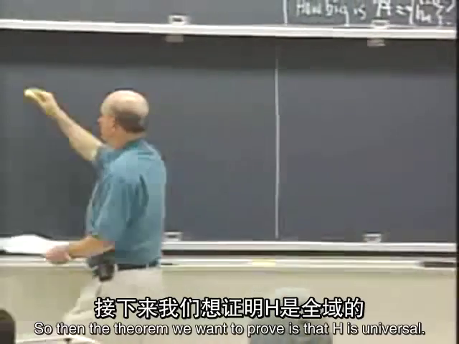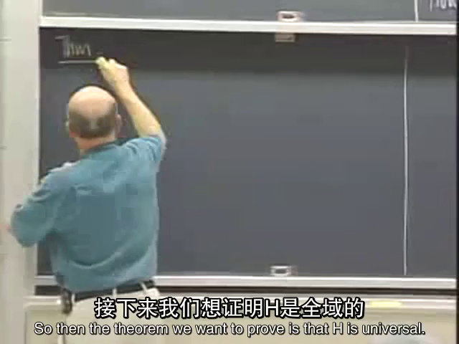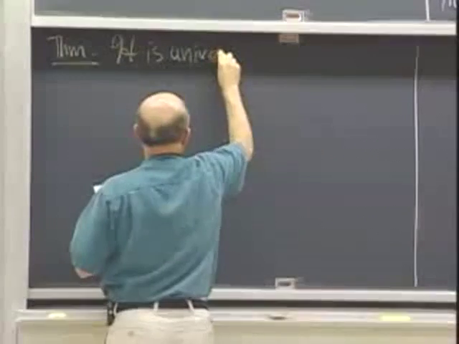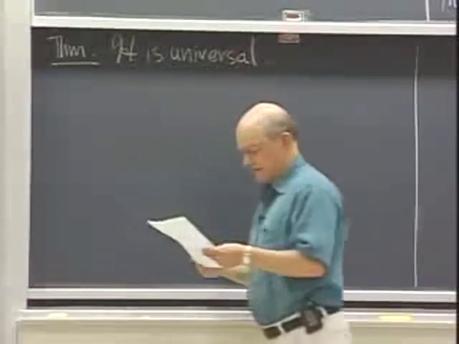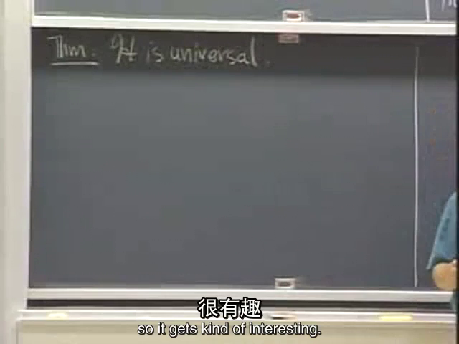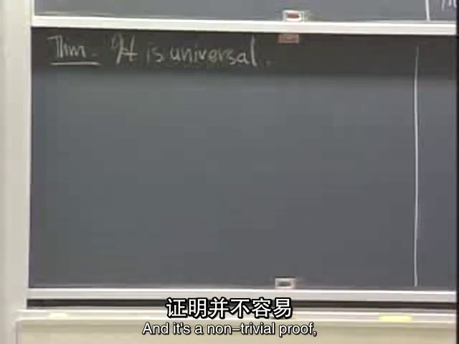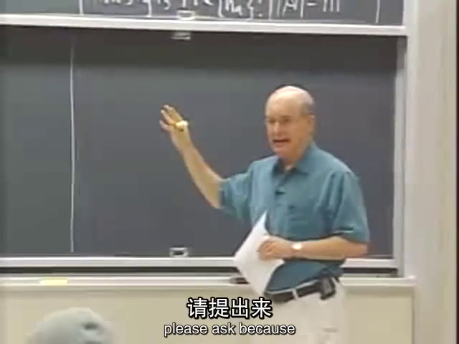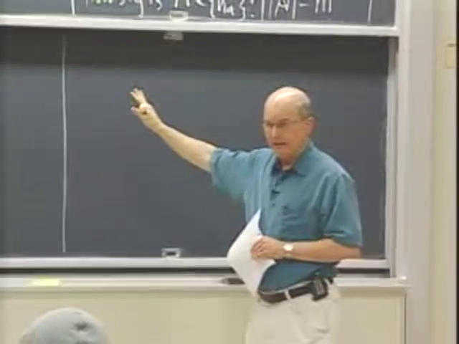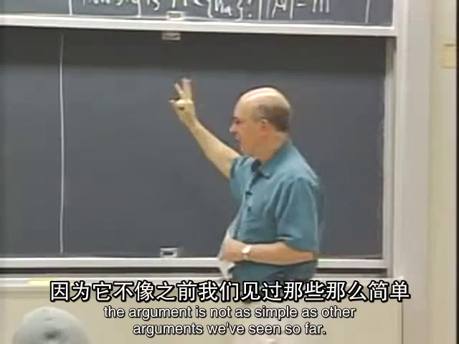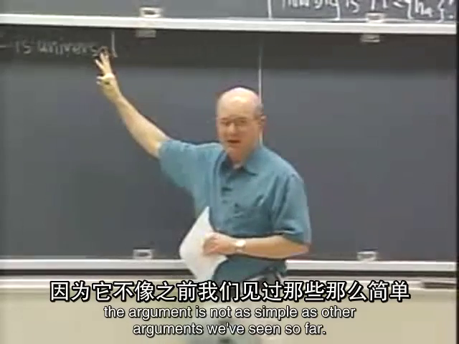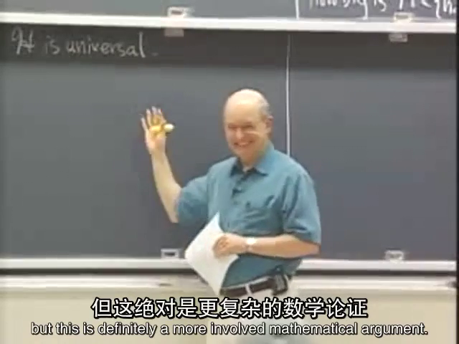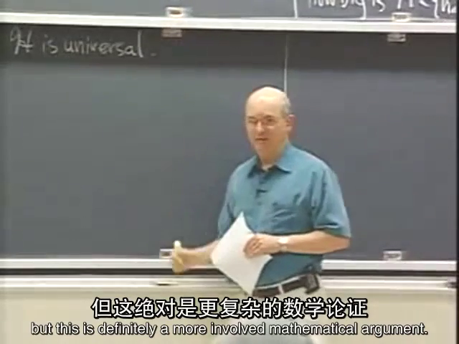So then the theorem we want to prove is that H is universal. This is going to involve a little bit of number theory, so it gets kind of interesting. It's a non-trivial proof. So if there are any questions as I'm going along, please ask, because the argument is not as simple as other arguments we've seen so far. Not that the ones we've seen so far have been simple, but this is definitely a more involved mathematical argument.